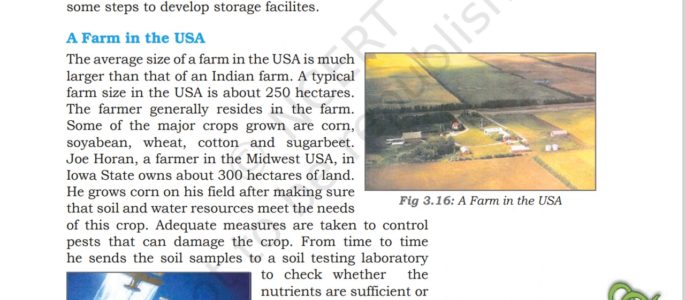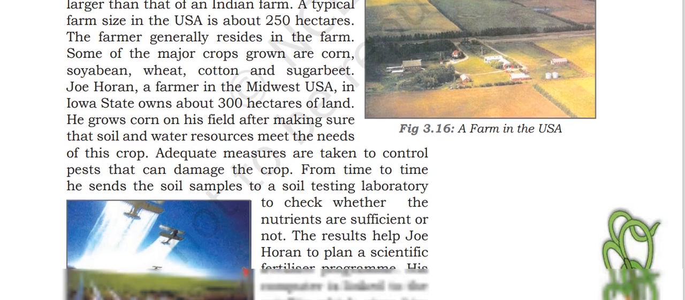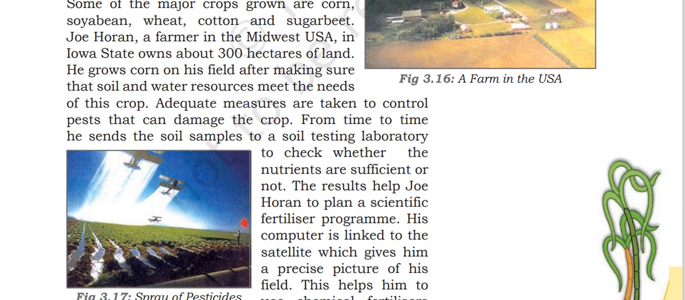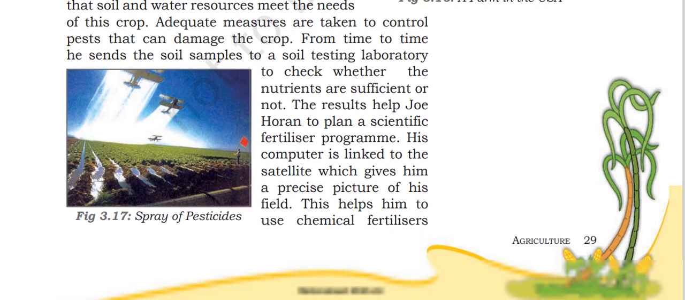He grows corn on his field after making sure that the soil and the water resources meet the needs of this crop. Adequate measures are taken to control the pests that can damage the crop. From time to time, he sends soil samples to a soil testing laboratory to check whether the nutrients are sufficient or not. The result helps Joe to plan a scientific fertilizer program.